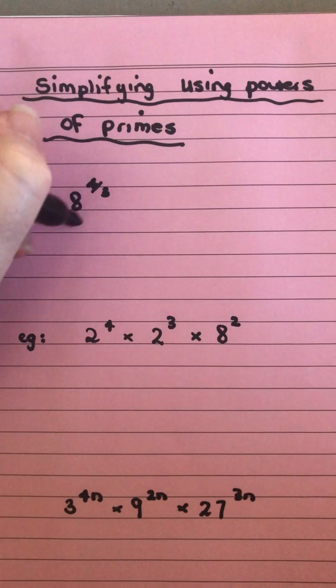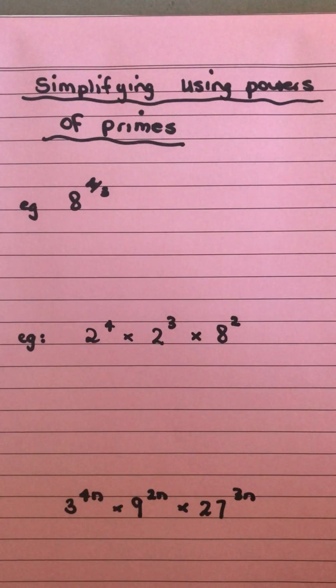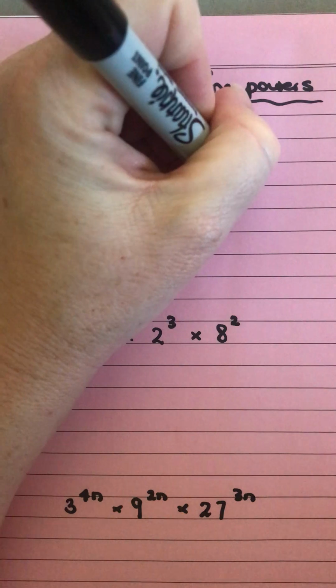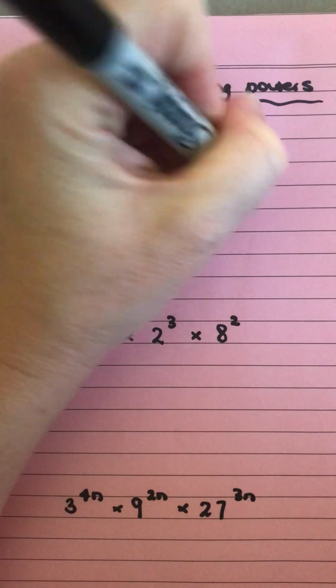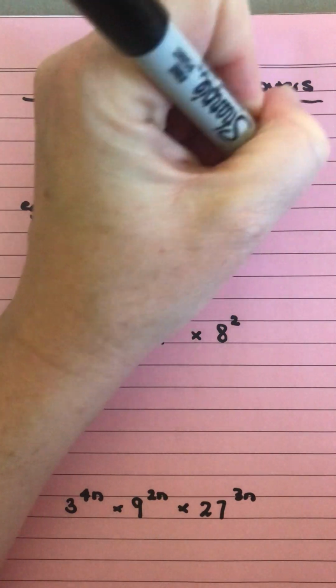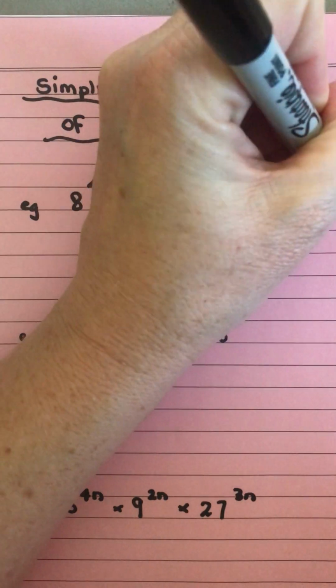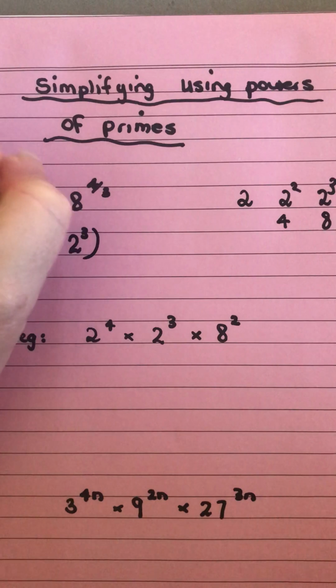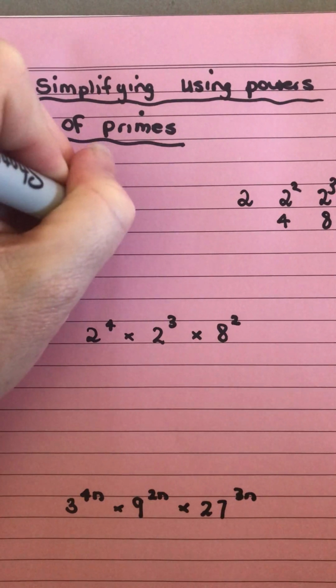So when we see the 8 there, we want to write that as a power of prime. So I know that it's going to have a base 2. If you're not sure what your powers of primes are, so if we've got 2, then 2 squared is going to equal 4. 2 to the power 3 is going to equal 8. So I can write this as 2 to the power 3, and it's being raised to 4 on 3.